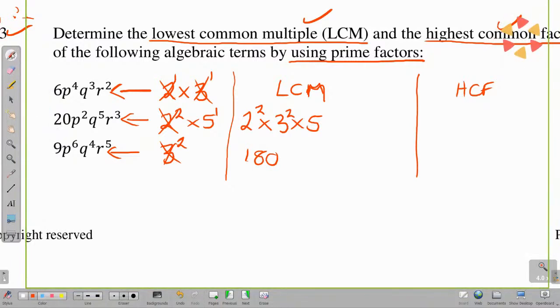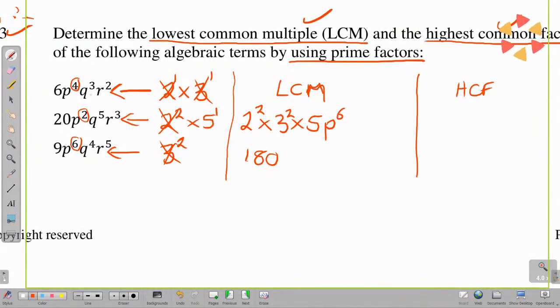Very simple when we're dealing with the LCM. Always take the highest powers. Start with P. We have got P to the power of 4, P to the power of 2, P exponent 6. Which one is the highest power? It's 6. So you write P exponent 6.